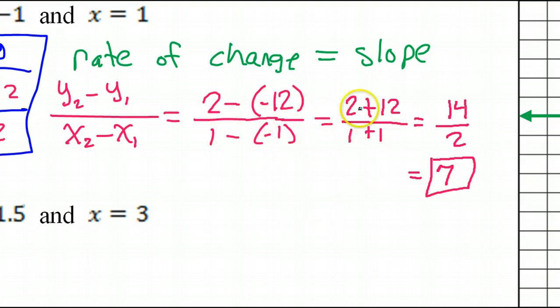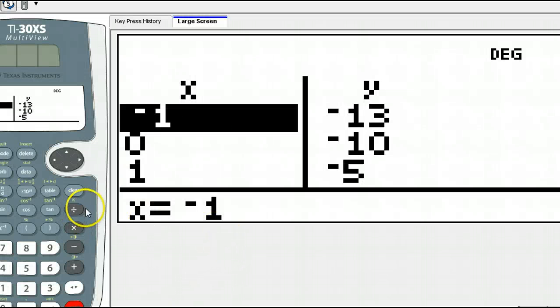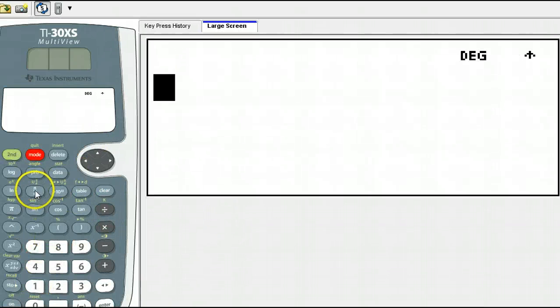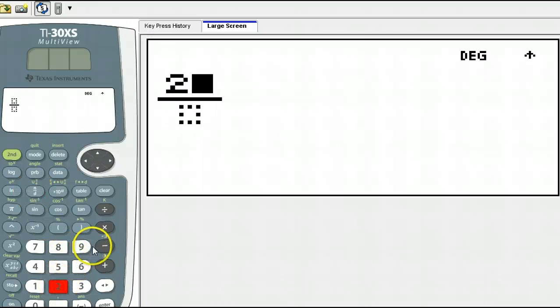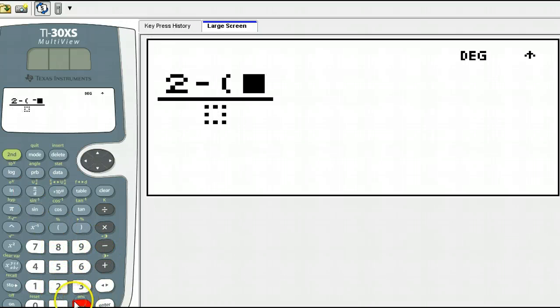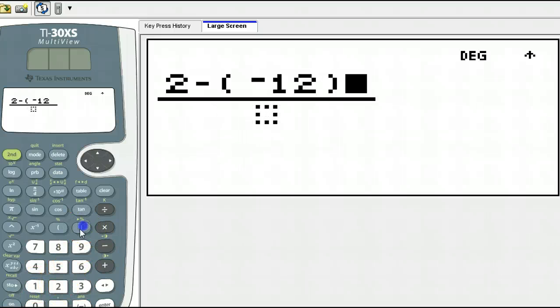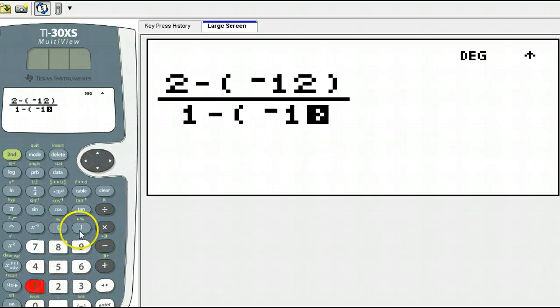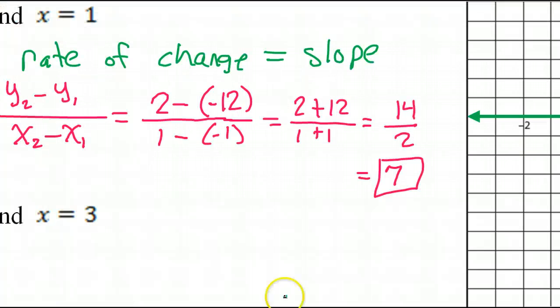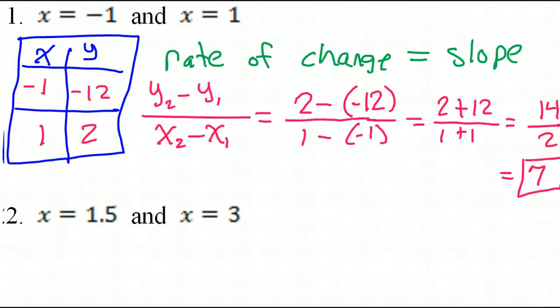Now, if you have any trouble doing these calculations by hand, at this point, I want you to use the calculator. So we hit that fraction bar and we could go 2 minus, open parentheses, negative 12, close parentheses, and I think in the bottom it was 1 minus, and put the negative 1 in parentheses. And check it out, 7. So if you're having any trouble with the calculations, just put it in your calculator just like that. All right, same answer.